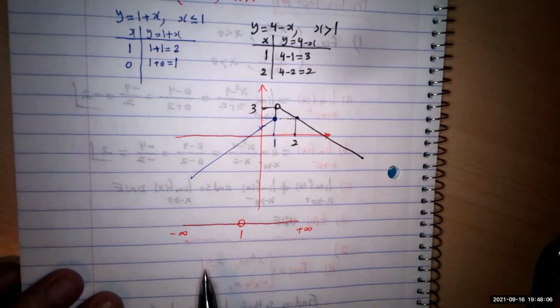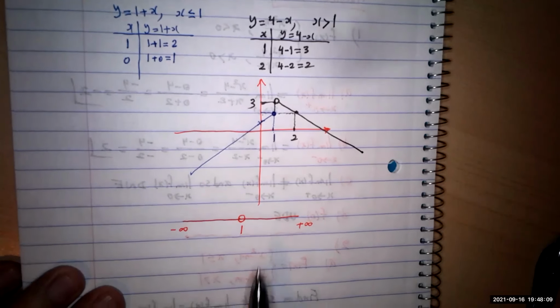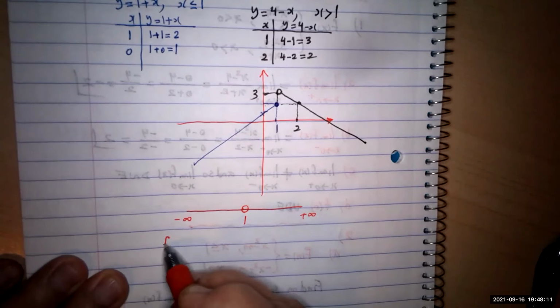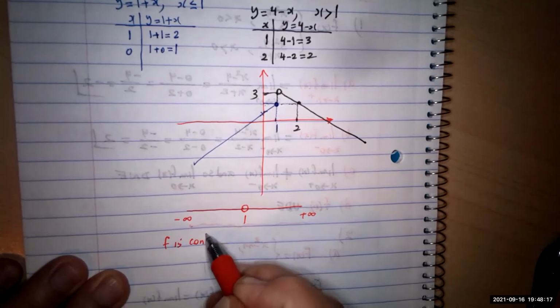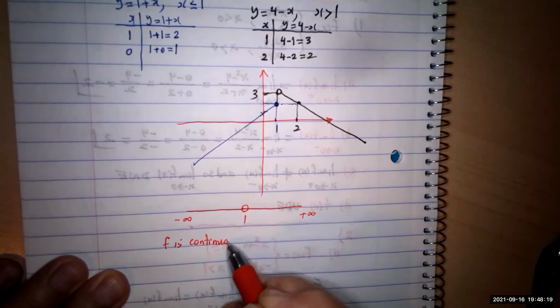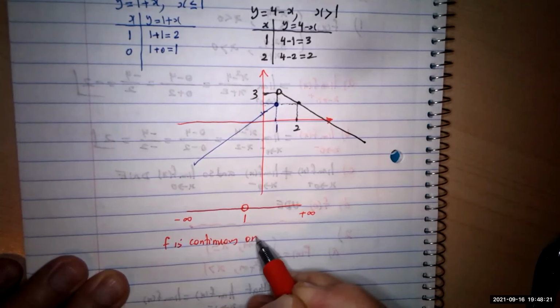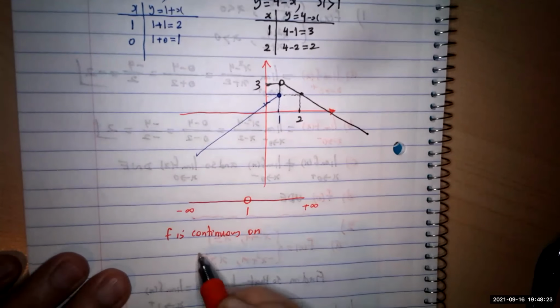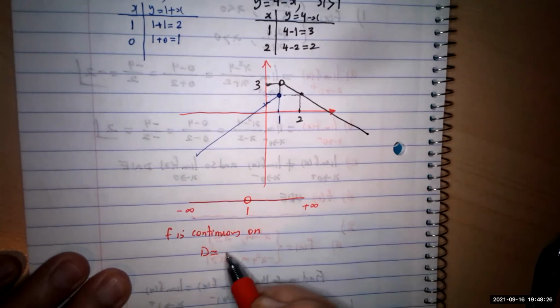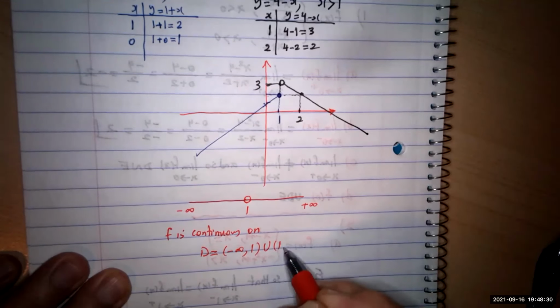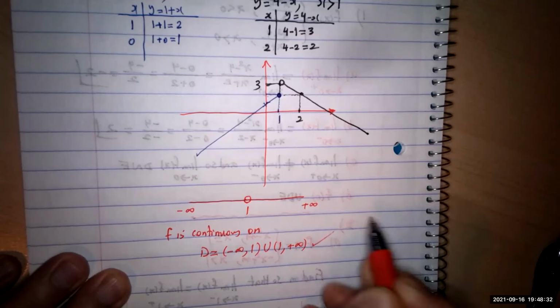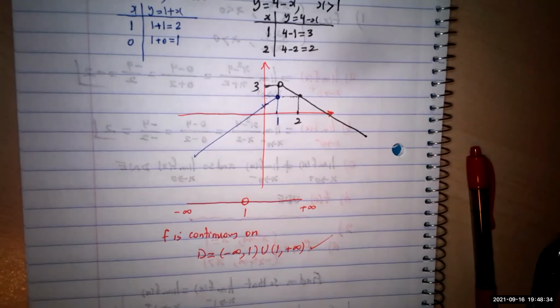So the function is going to be continuous in these portions. You have to tell us that f is continuous, because they ask you to determine where the function is continuous. You say that f is continuous on this interval. Okay, you can call it D if you like: the interval from negative infinity to 1, union 1 to positive infinity. And you're done. Any question?